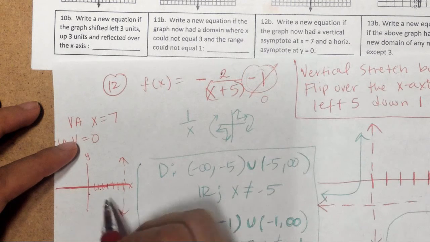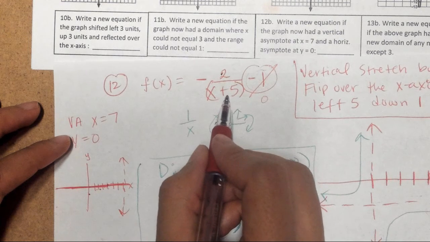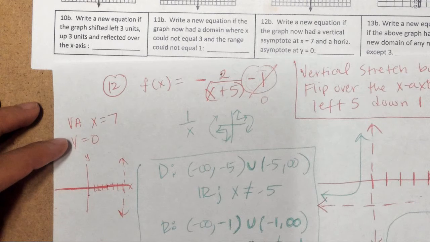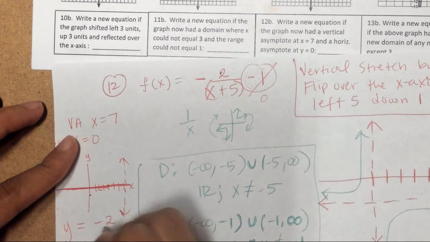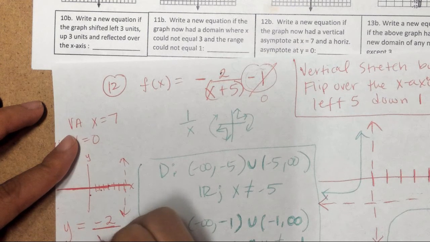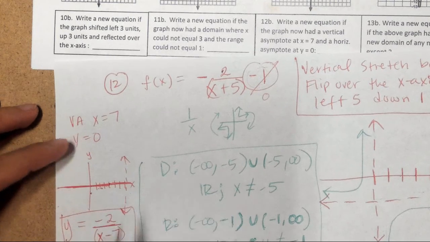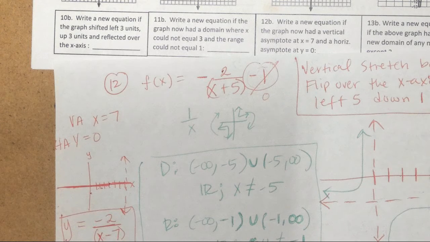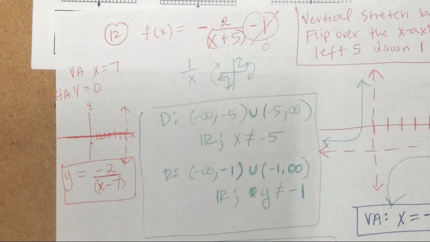And then we're going to go right 7, right? So this is going to be opposite because it's horizontal. So it's going to be x minus 7. So my equation will look like this. Negative 2 goes right 7, so x minus 7. And then it's plus 0, so that's it. That's your new equation. Alright, so this was the second part of rational graphing.